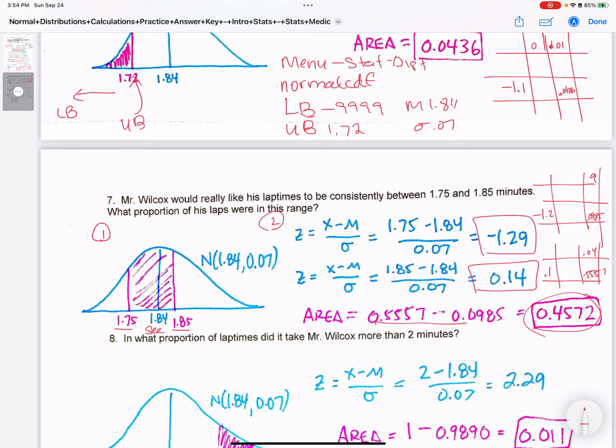If I did this in my normal CDF, my lower bound would be 1.75. My upper bound would be the rightmost shaded at 1.85. My mean and standard deviation are the same thing that we had before of 1.84 and 0.07.